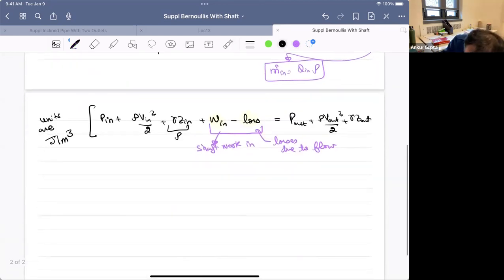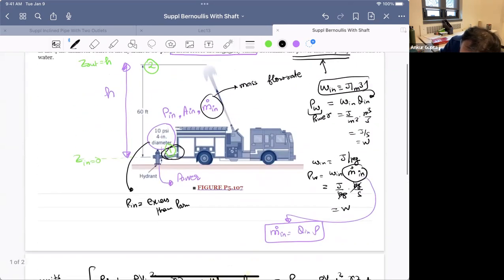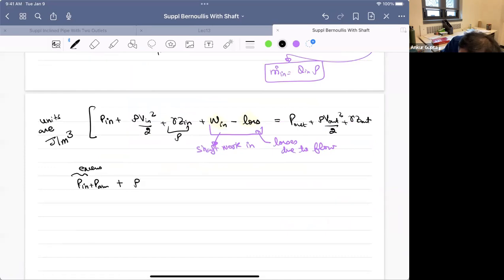Let's start. So we have P in. So P in has been given to us as P in plus P ATM. Okay. So this was the excess pressure given to us. This is what is at the inlet. Then we have some flow rate, because a mass flow rate has been given to us. So rho V in square by 2 plus gamma times Z in, which has been given to us as 0, plus W in is equal to P out.